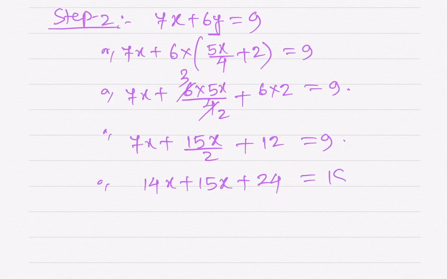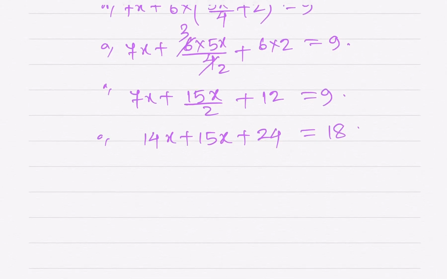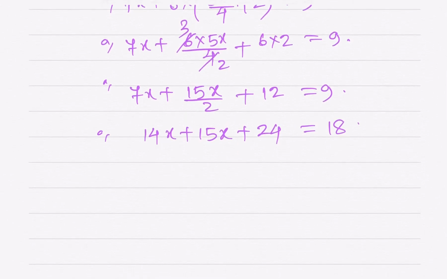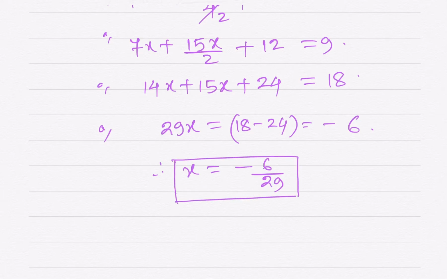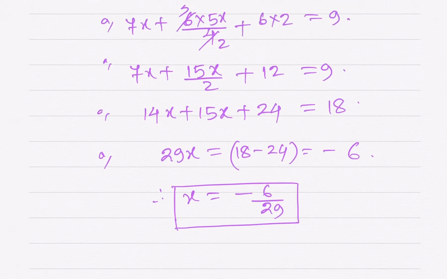Multiplying by 2: 7 into 2 is 14x, plus 15x, plus 12 into 2 which is 24, equals 9 into 2 which is 18. Or 14x plus 15x, which is 29x, equals 18 minus 24, which is minus 6. So x equals minus 6 by 29. Now we have calculated one variable value, which is x equals minus 6 by 29.